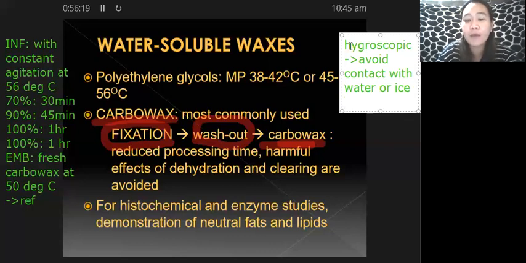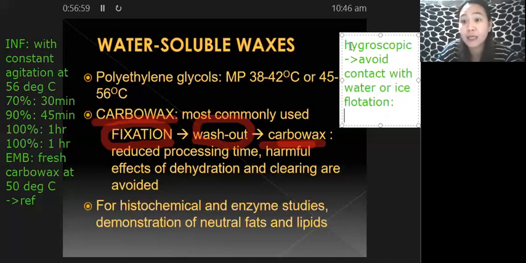The problem here is when you perform flotation. Why? Because remember that in the flotation technique, you have to make use of your water bath, right? That's basically what is being used in your water bath: water, in order to flatten, straighten your sections and remove wrinkles from your sections. So in order to facilitate the flotation of your Carbowax sections, there are two remedies that we can perform.